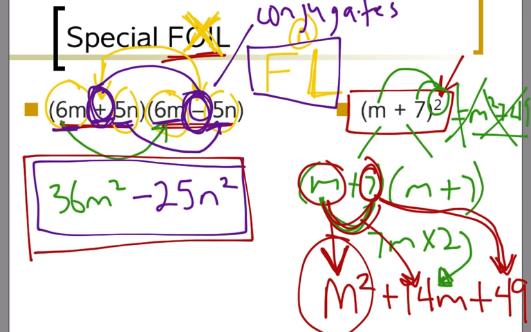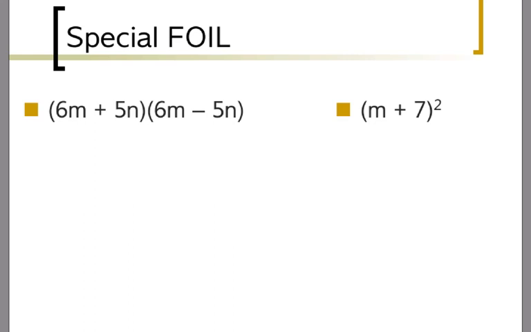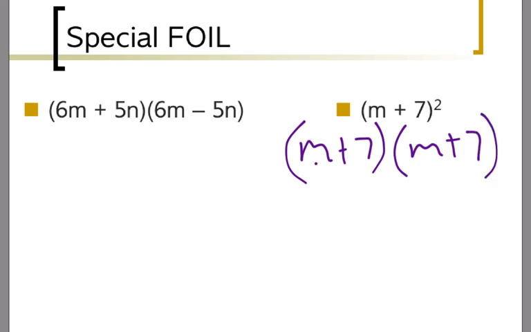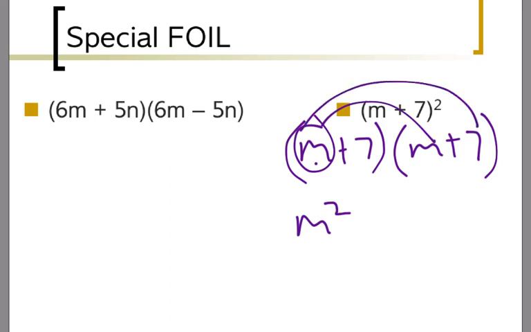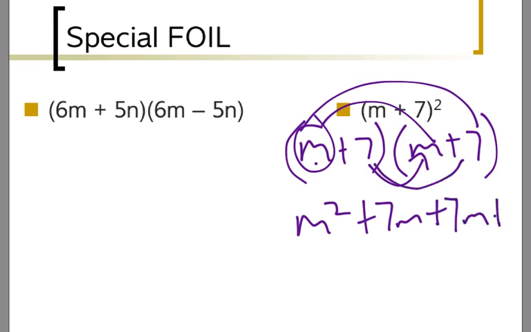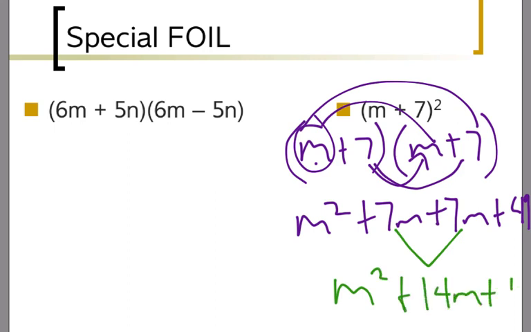So again, I could actually FOIL it out and write m plus 7 times m plus 7. And that would give me m times m, which is m squared. Then I would do m times 7, which is plus 7m. And then I would do 7 times m and get plus 7m again. And then I do 7 times 7, which is plus 49. So you can see it doesn't take that much longer, but it's just a little bit quicker if you can memorize the step and get m squared plus 14m plus 49.